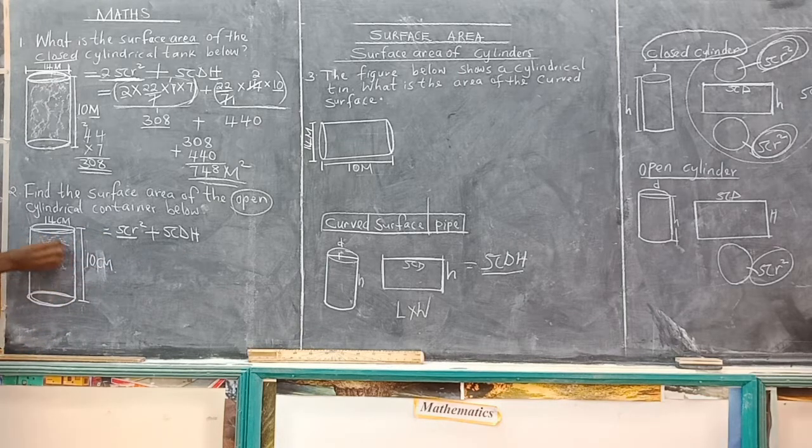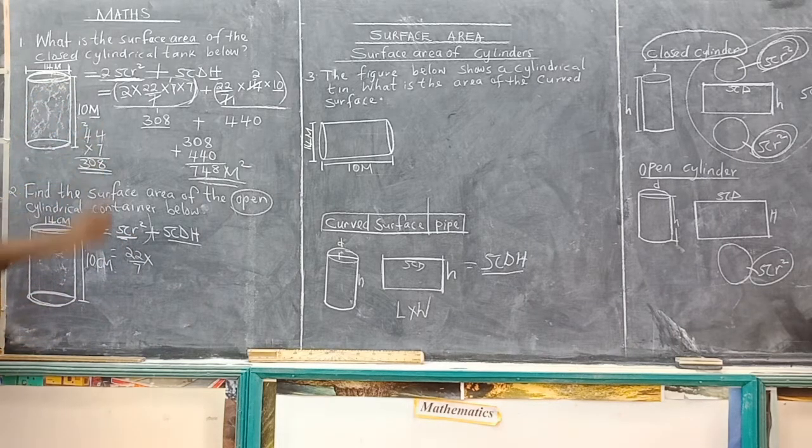Then the curved surface is pi times diameter times height. Let us substitute our numbers, our measurements. So the first part of the formula is pi, which is 22 over 7. Times the radius. What is the radius, if the diameter is 14?